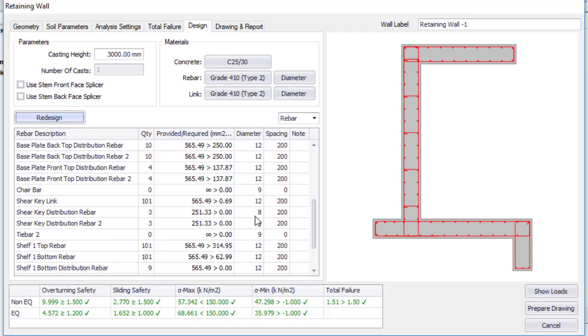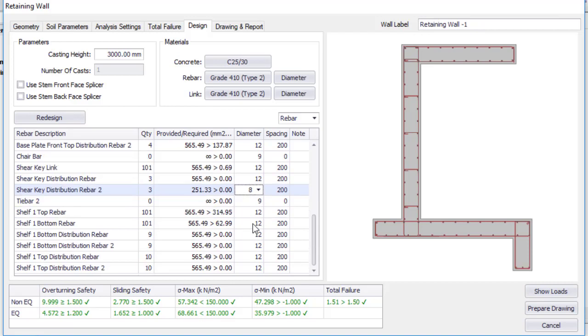And then this one, this is a link. You can see shear key distribution rebar. Okay, this is distribution bar. If it is a distribution bar, then let me just pick 12 mm. What about this? This is also a distribution bar. Let me pick 12 mm. Then tie bar, there's nothing like 9 mm. You can change it to 10 mm.